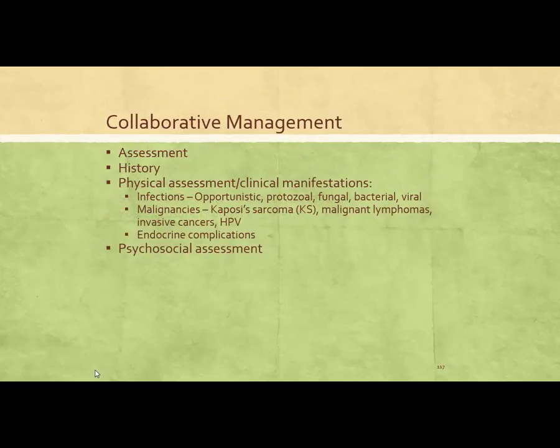With your collaborative management, the assessment, we'd like to monitor these people regularly for changes in their immune functions so we know the progression of the disease. When you think about the history, consider age, gender, occupation, residence, any current illnesses, past illnesses, sexual practices, sexually transmitted infections, TB, hepatitis.